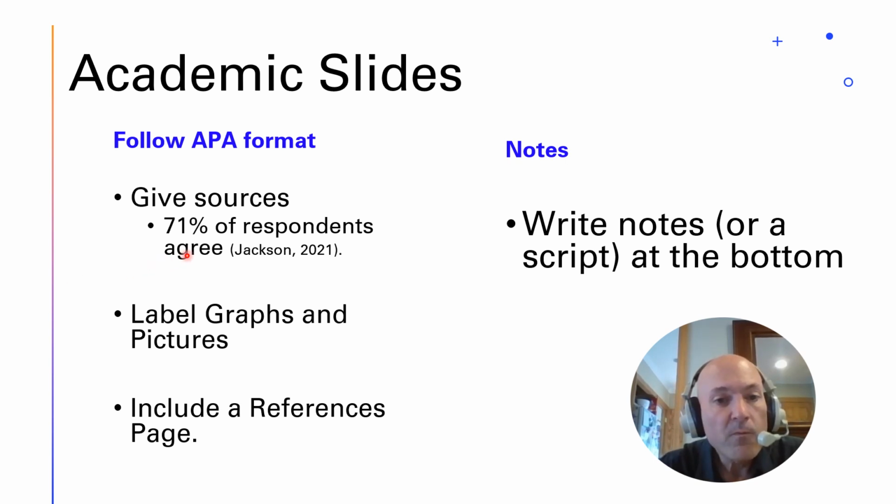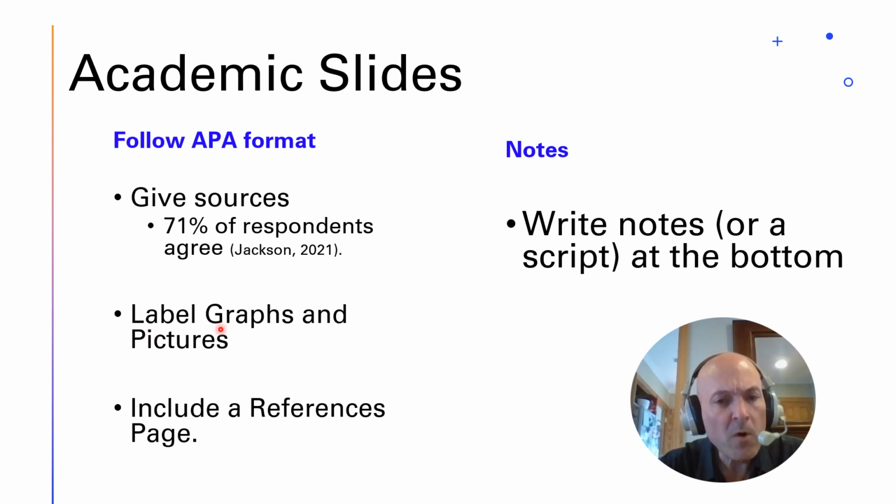For example, here, 71% of respondents agree. Now that's a poor reference because it doesn't say what they agree on, but this is just so that you can see how I give the source. This is just like if I were writing a paper, I would give the source with the person's last name and the year.